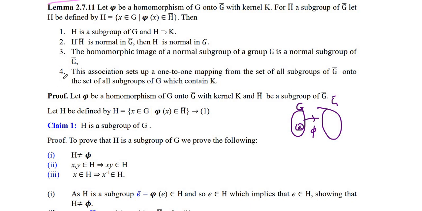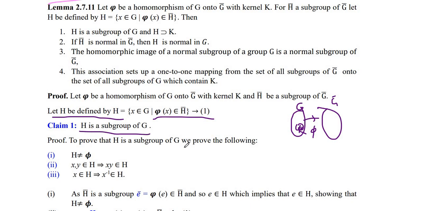So what is given to prove this? First we will write let phi be a homomorphism of G onto G bar with kernel K and H bar be a subgroup of G bar. Now let H be defined by all those elements in G whose image under phi is a member of H bar. We shall name this as equation 1. So we are given phi from G to G bar to be an onto homomorphism with kernel K. Now we first prove that H is a subgroup of G.